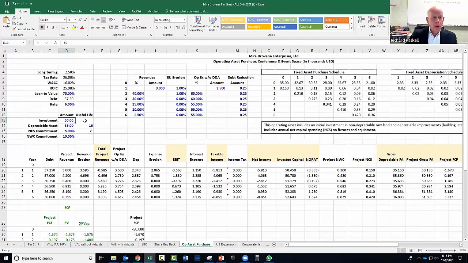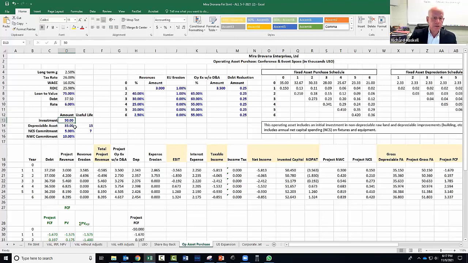We're going to acquire this using some debt at a 75% loan to value ratio. So this debt is the investment amount times the loan to value. So that gives us the amount of the loan, which is the debt. We're going to acquire that debt at a rate of 6%. So we have a $50 or $5 million asset, 35 of which is depreciable asset.